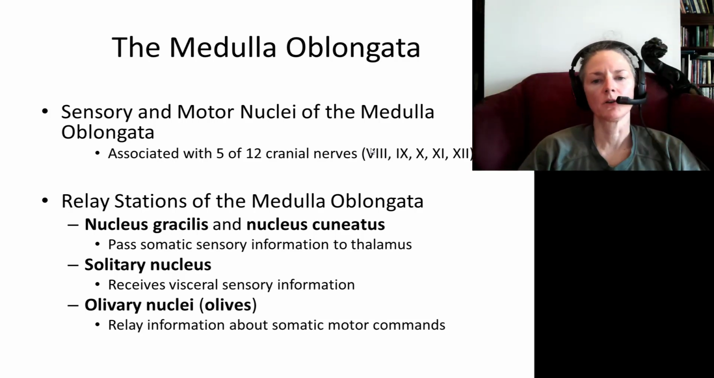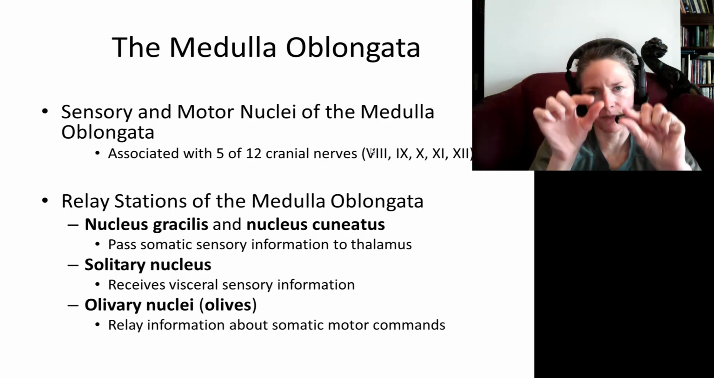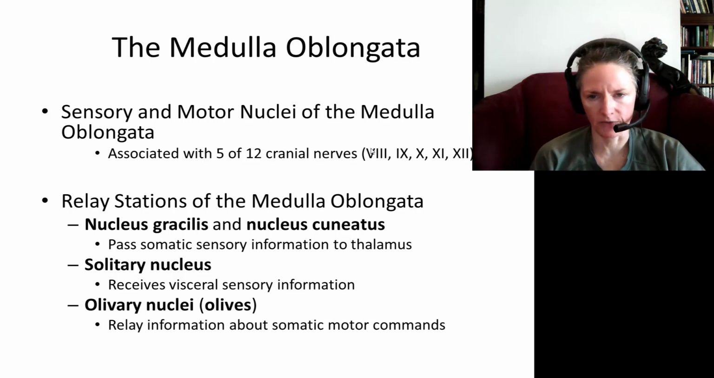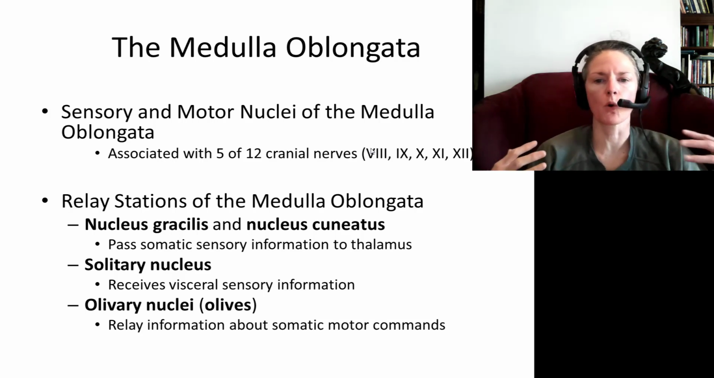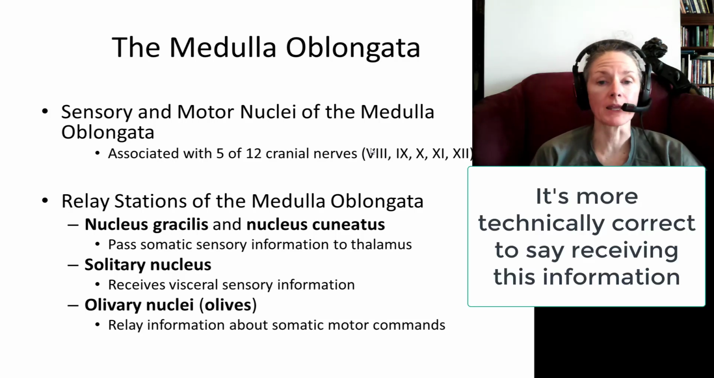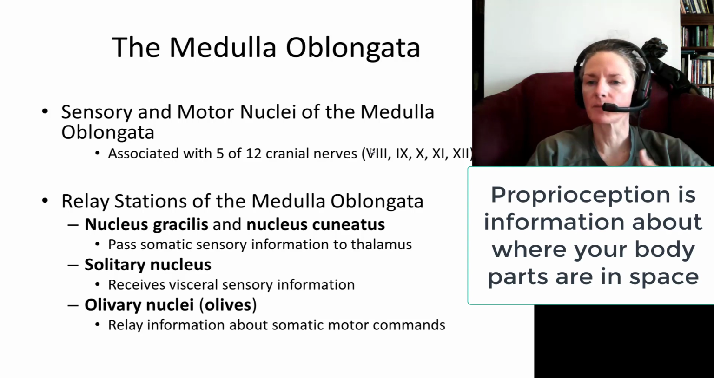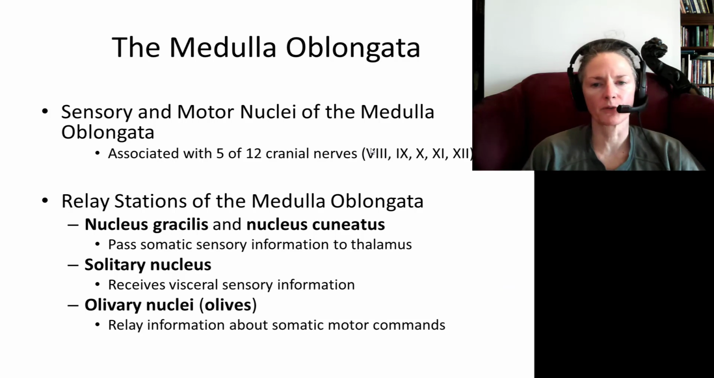So there are two nuclei that we're going to talk about. One is called the nucleus gracilis, which is medial and slender. The name gracile means slender or long and thin. And we have the nucleus cuneatus, which is wedge-shaped and more lateral of the two. Both of these are going to be bringing somatic information from the body about fine touch and proprioception. And proprioception is, as you recall, information about where your body parts are in space.